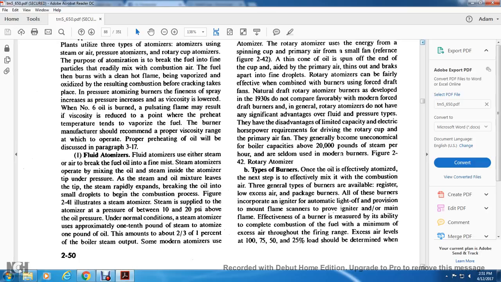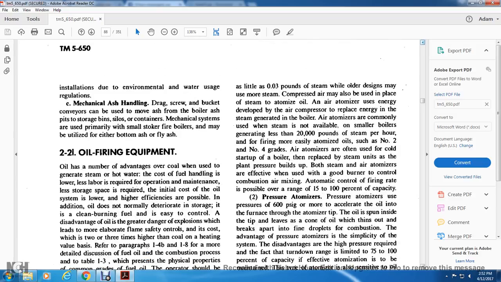Steam atomizers operate by mixing the oil and steam inside the atomizer under pressure. As the steam and oil mixture leaves the tip, the steam rapidly expands, breaking the oil into small droplets, which begin the combustion process. Figure 2-1 illustrates the steam atomizer. Steam is supplied to the atomizer at a pressure 10 to 20 psi above the oil pressure. Under normal conditions, a steam atomizer uses approximately 0.1 pound of steam with 1 pound of oil. That amounts to 2/3 to 1% of the boiler steam output. Some modern designs use as little as 0.03 pounds of steam, while other older designs use compressed air. Air may be used in place of steam for atomizing oil.